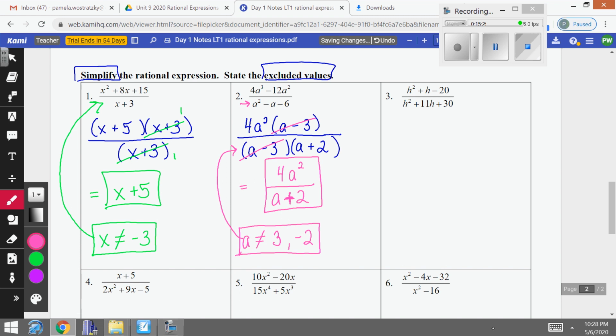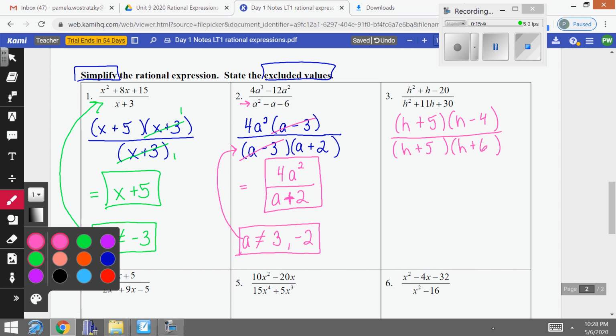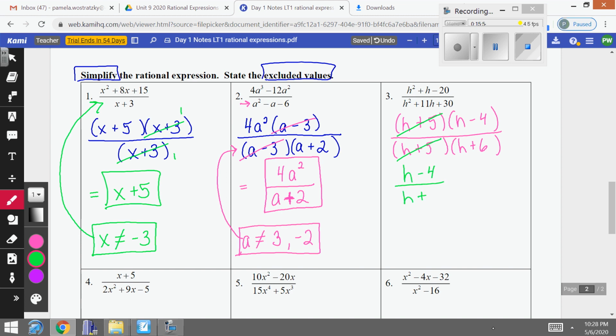Okay, let's try some more here. So we're going to factor. So here, h plus 5 and h minus 4 for our numerator. In our denominator, and hopefully I don't go too fast here, we get h plus 5 and h plus 6. So let's see what can reduce. We've got an h plus 5, so that gives us an h minus 4 over an h plus 6.